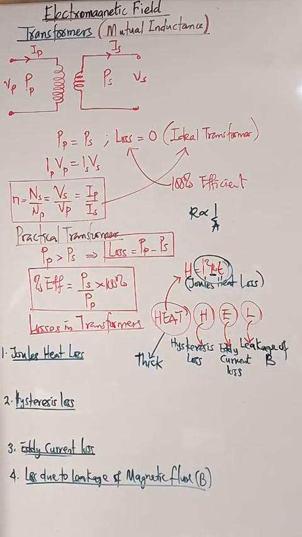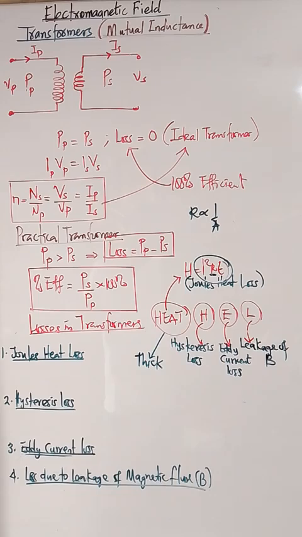Then the next is hysteresis loss, which is the only terminology I believe I have not made mention of at all. Hysteresis loss is the energy wasted due to the reversing magnetization of the coil. The coil will magnetize, demagnetize, magnetize and demagnetize. In that case, there is a kind of loss called hysteresis loss.